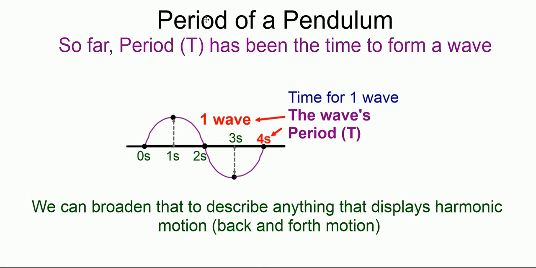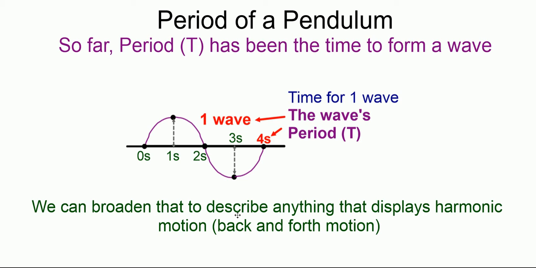In this video, we'll discuss the period of a pendulum. So far, period T, capital T, has been the time to form a wave. Remember how we did this? We start at 0, it takes 1 second to go to the crest, 1 more second back to the center line, 1 more second to go down to the trough, and finally after 4 seconds we form a full wave, and that's our period, capital T, 4 seconds for this transverse wave.